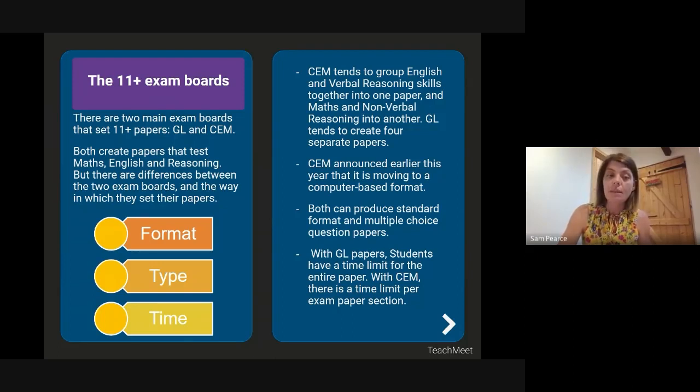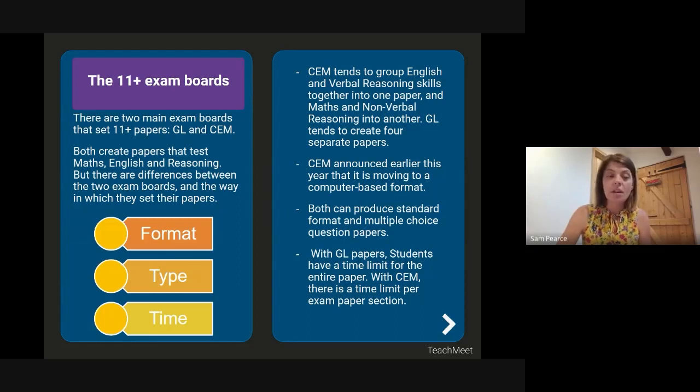There may be some schools that prefer to use a computer-based format. There'll be others that don't. And so there may be a switch in which exam board different people choose to go with. Both exam boards can produce standard formats and multiple choice format questions.